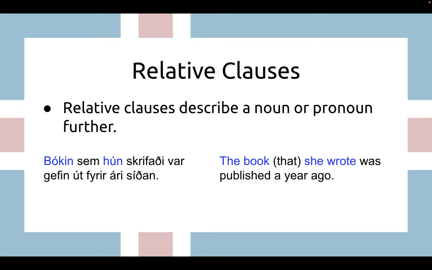So here we have the book was published a year ago, and we want to give more information by saying it's the book that she wrote. And so we're giving more information about the book when we say she wrote or that she wrote. That is a relative clause. And the relative clause may have another subject, like in this sentence.